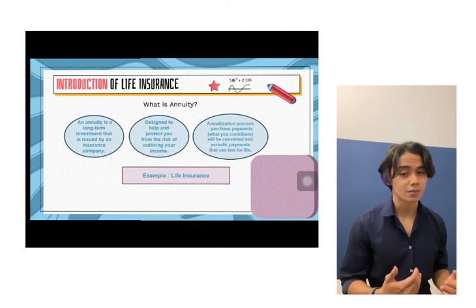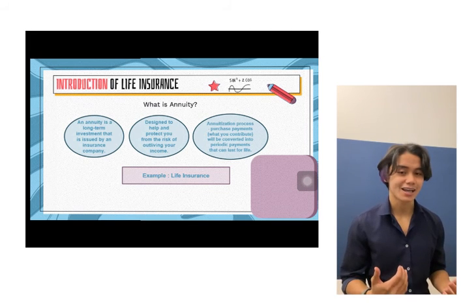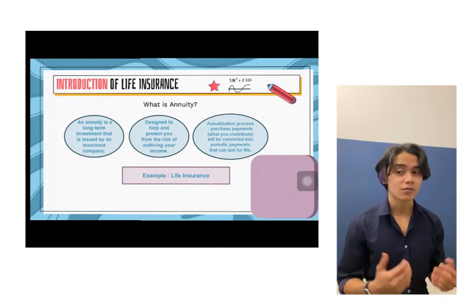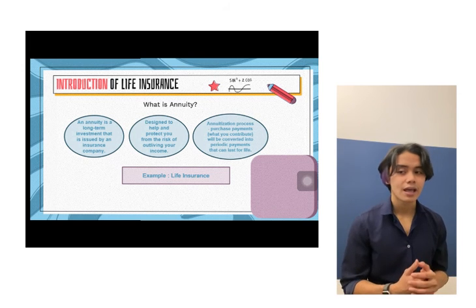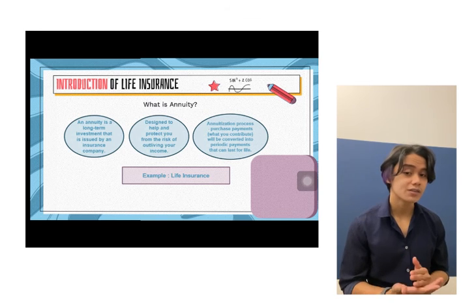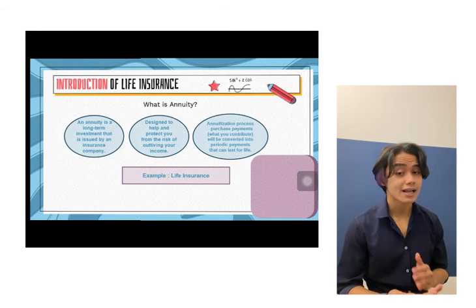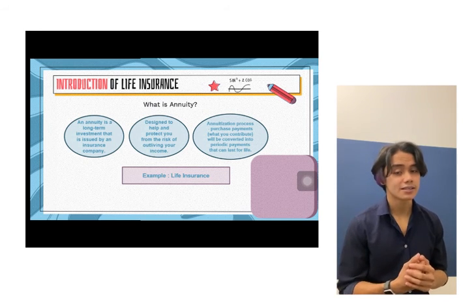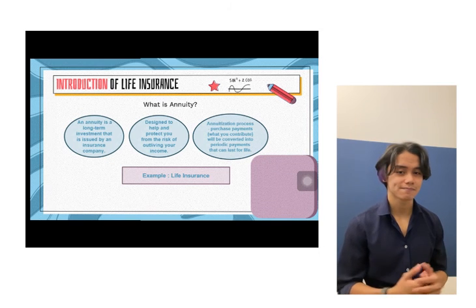An annuity is a long-term investment that is issued by an insurance company. It is designed to help protect you from the risk of outliving your income. In the annuitization process, your purchase payments are converted into payments that can last for life. An example of an annuity is life insurance.